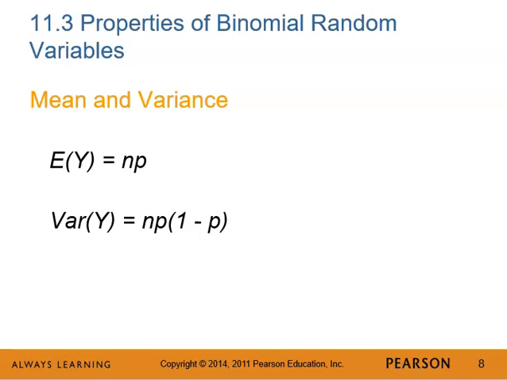So variance is n, which is the number of trials, times the probability of success, and times the probability of failure. I said earlier that 1 minus p represents the probability of failure, since p is the probability of success.